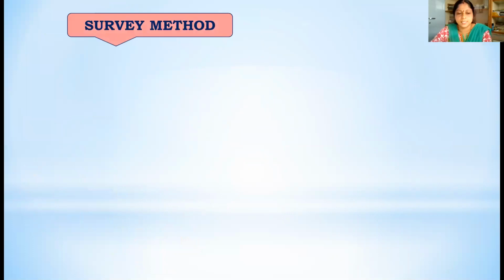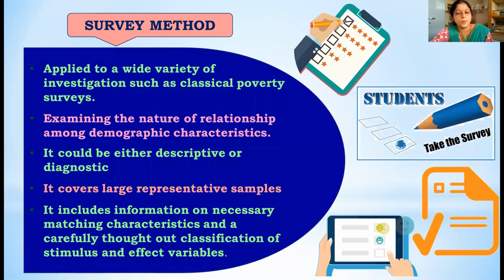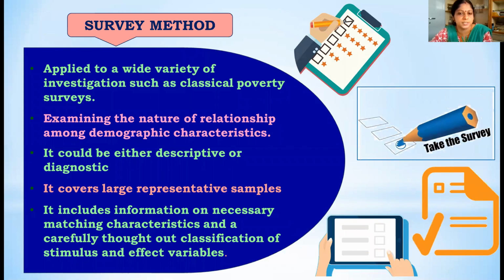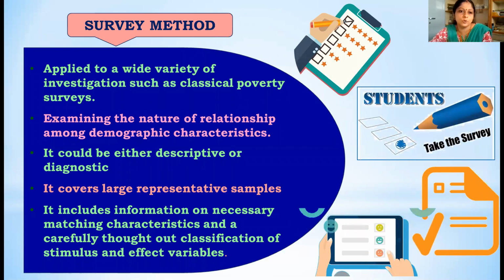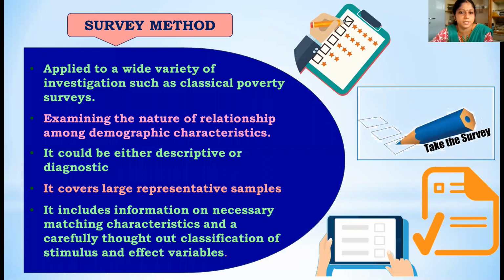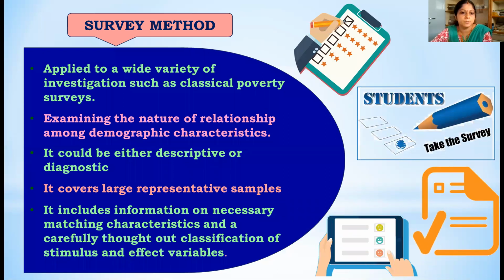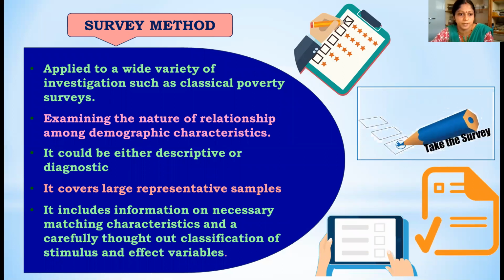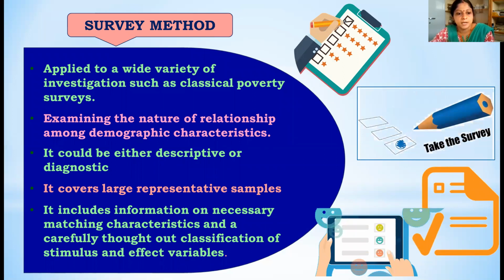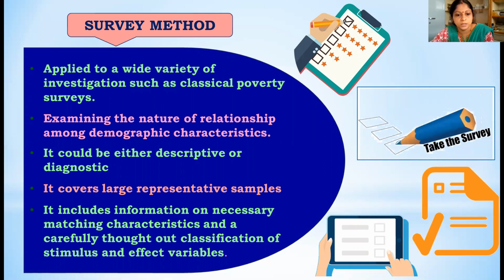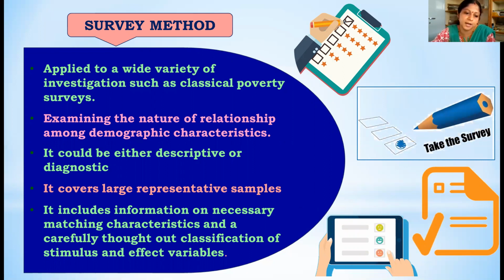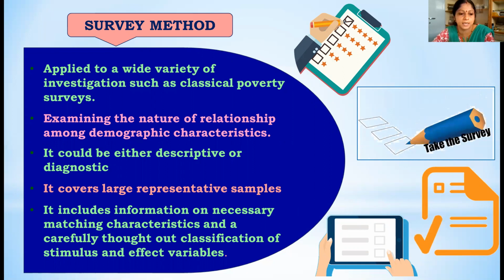And the next is the survey method. This is very extensively used in social science research. The most used method of research is the survey method. In a survey method, it is applied for varieties of investigations such as the classical poverty survey. Here, the survey is done along with the descriptive or diagnostic method, where they examine the nature of relationship among the demographic characteristics.